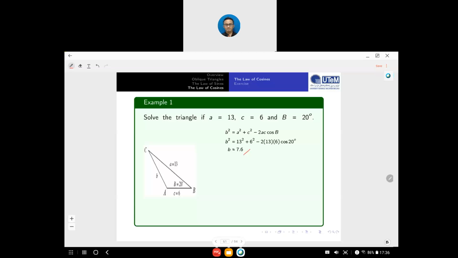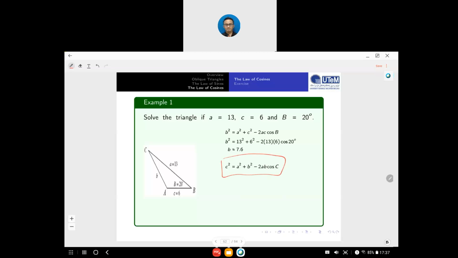Since we already get b, we can find the angle C and the angle A. Same thing here. I prefer you use the law of cosine, because when you use the law of sine, you need to check whether it is one triangle or two triangles. You need to check the ambiguity case first when you use the law of sine. So I prefer you use the law of cosine.